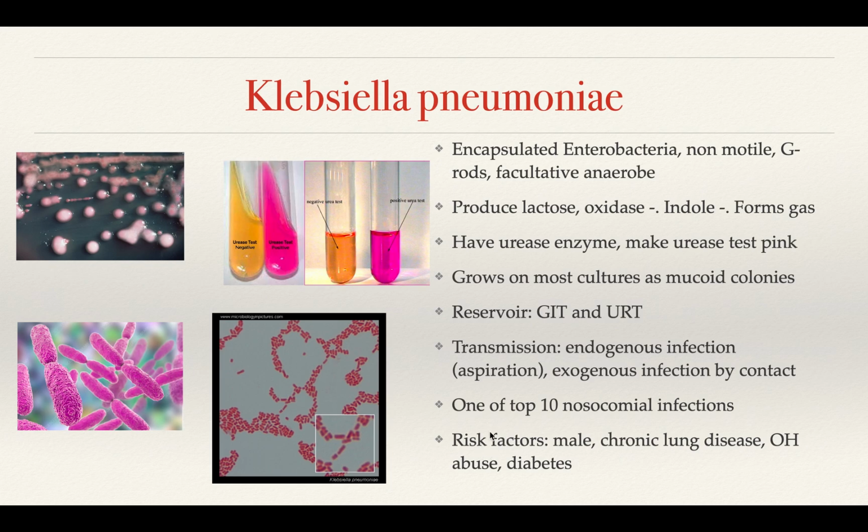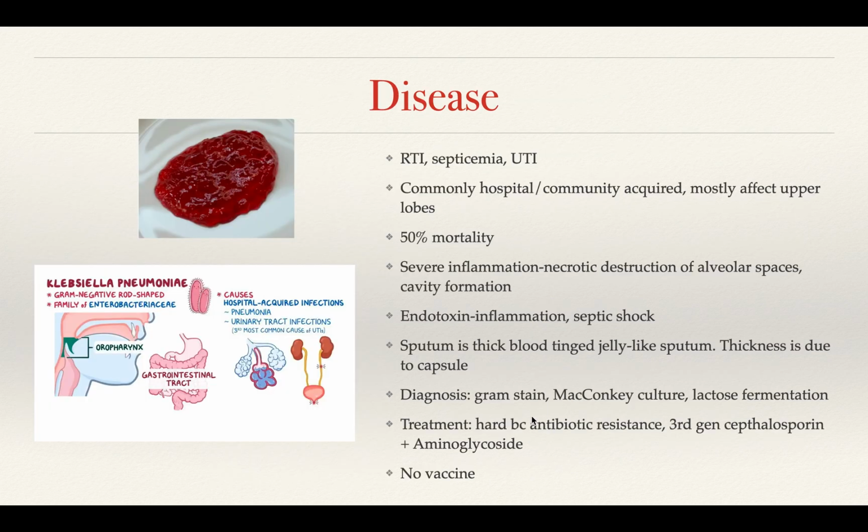It's one of the top 10 nosocomial, sorry, you can never pronounce things, infections, which means you can get it really commonly in the hospital. Risk factors, for some reason, it's more inclined to infect males and patients with COPD, alcohol abuse, and diabetes. So it causes respiratory tract infection, septicemia, and this time the urinary tract infection.